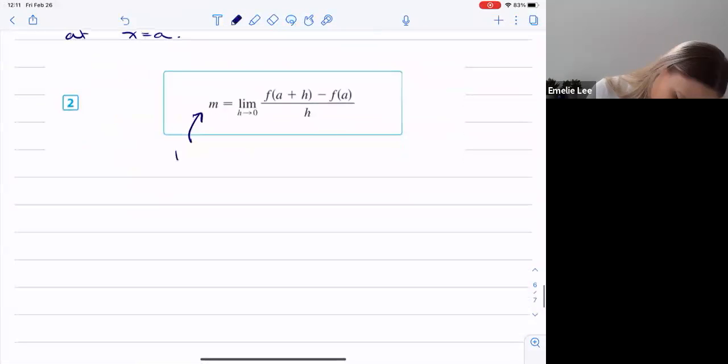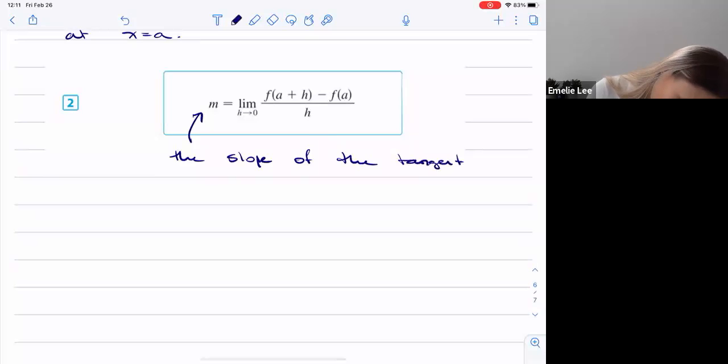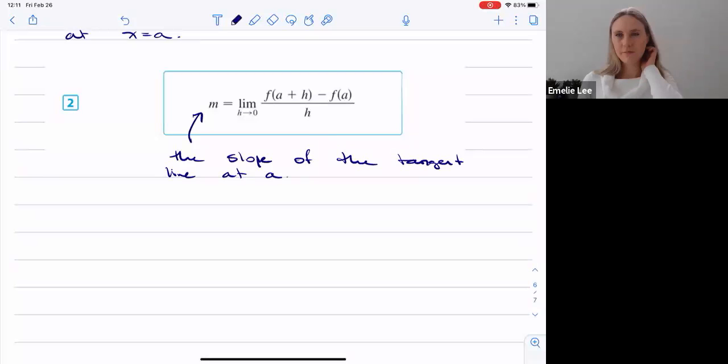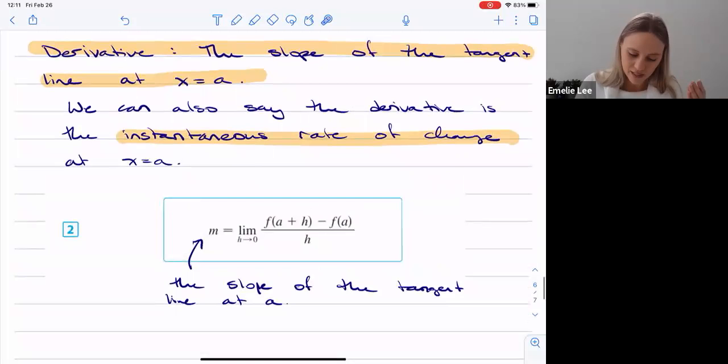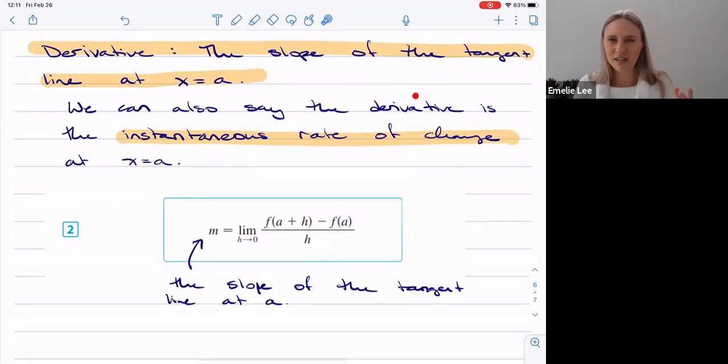And here is the slope of the tangent line at A. Okay. So we'll use this definition first. And then we'll do a velocity problem, and then we'll call it the derivative. But knowing that the derivative is the slope of the tangent line, well, we're already doing derivatives, right? But we're not calling them that yet. Okay.